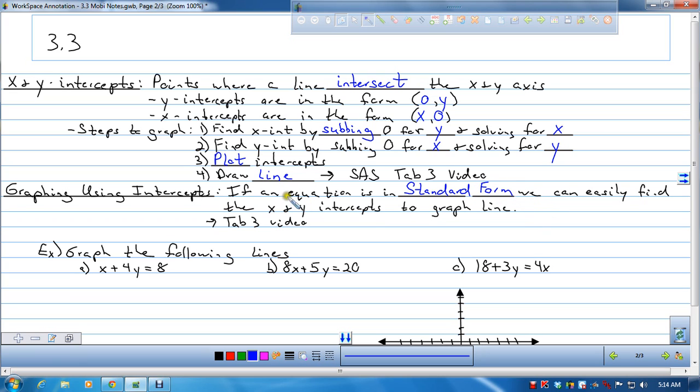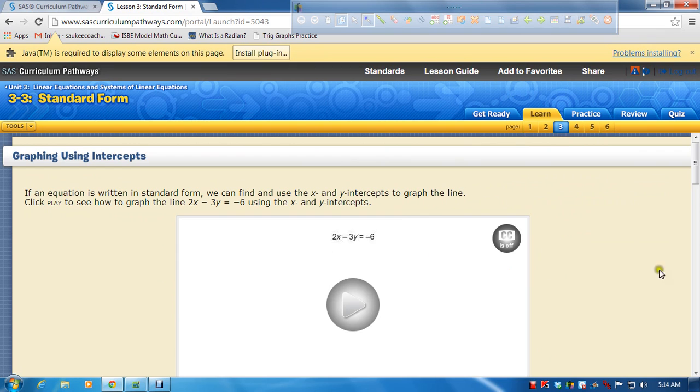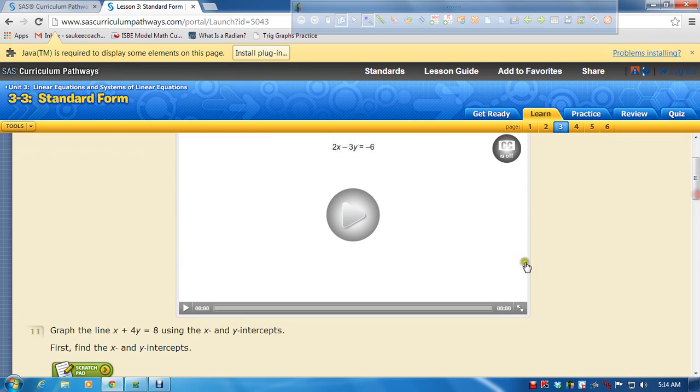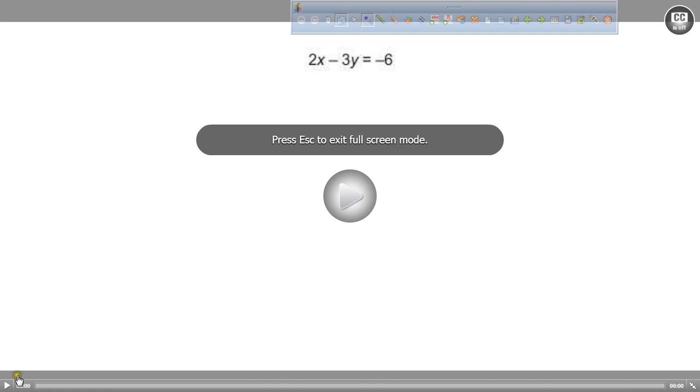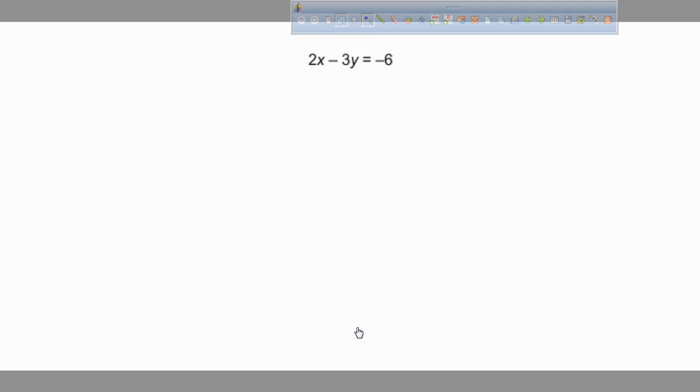Now, using these to graph, if an equation is in standard form, we can easily find the x and y intercepts to graph a line. Again, I'm going to go to this video real quick, then we'll do a couple examples, but I'll let you watch this first.